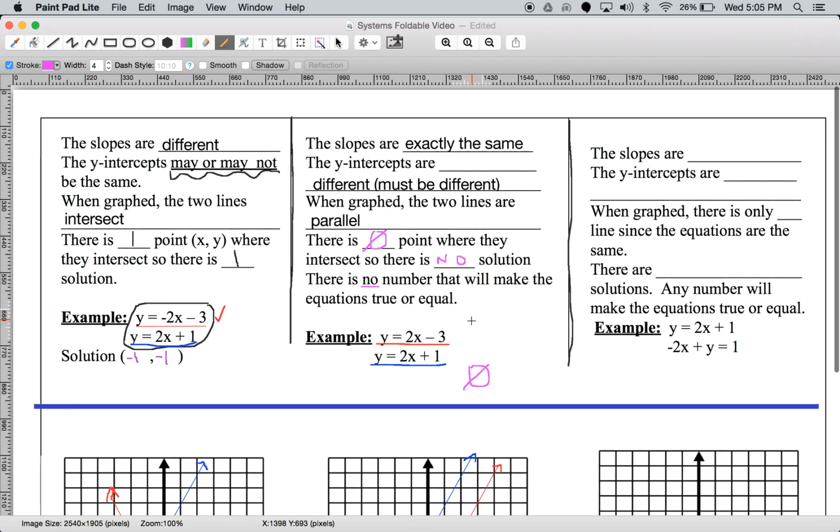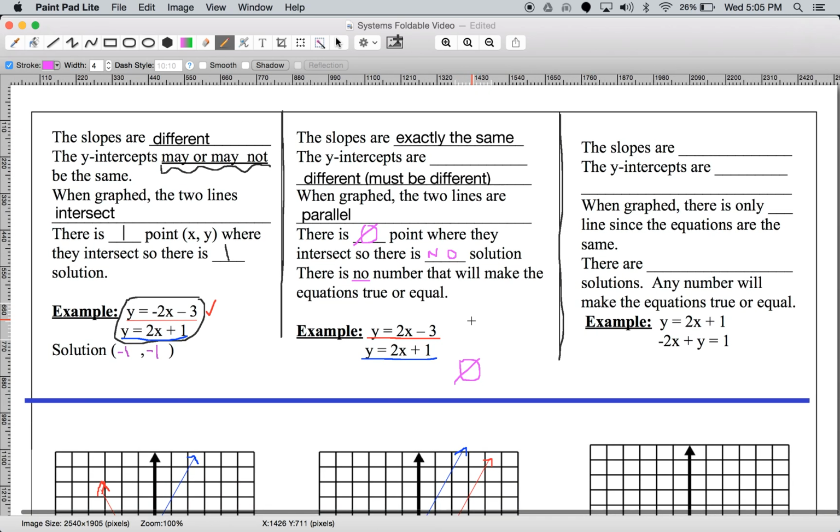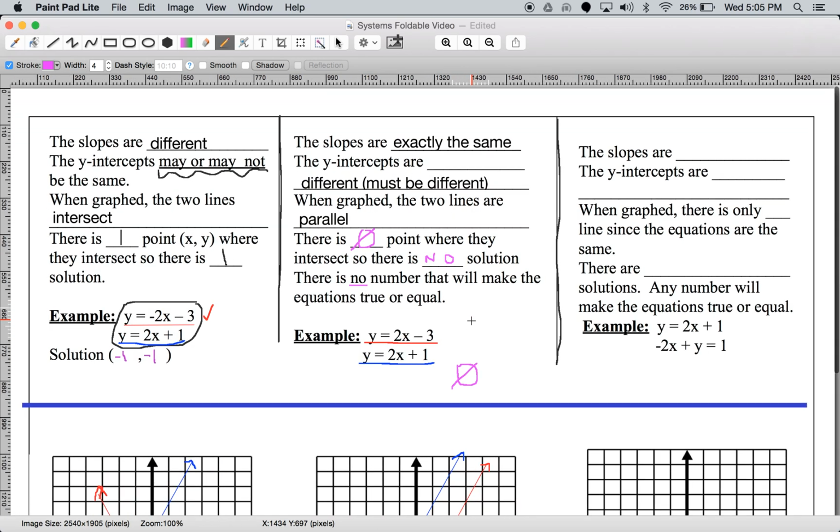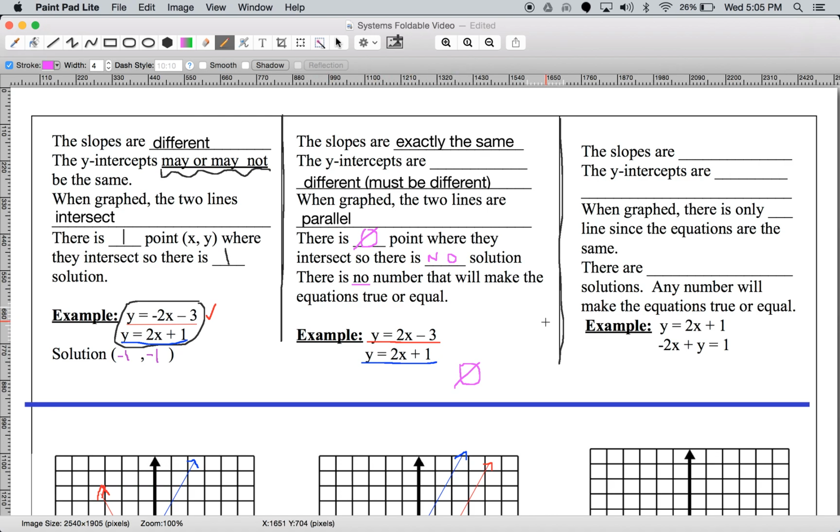Okay. Let's go ahead and move on to our third one. If you need more time, pause the video. This one we're going to, let's see. Oh, this one is not in slope-intercept form. Okay, so we're going to first convert this to slope-intercept form.